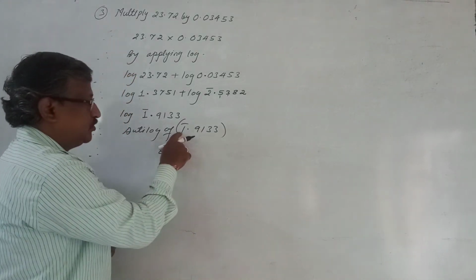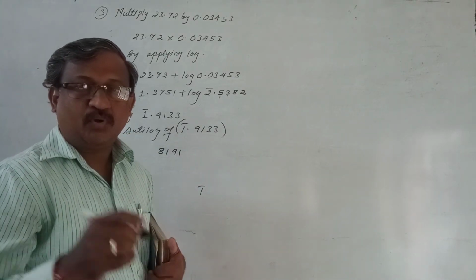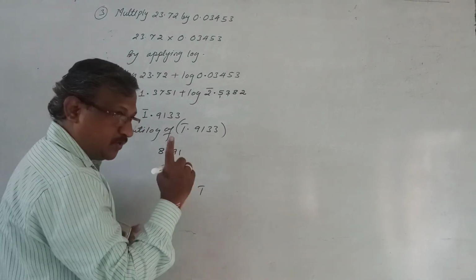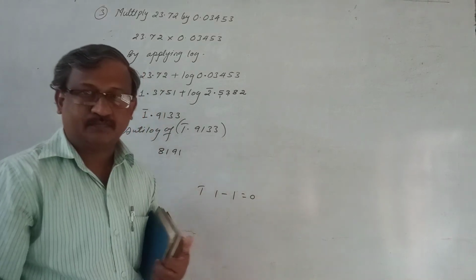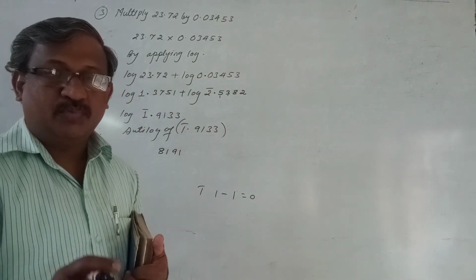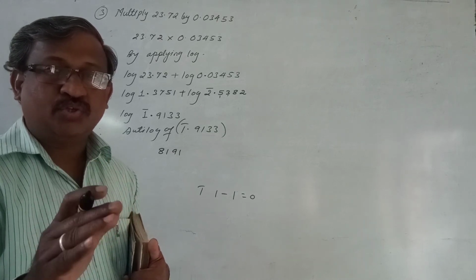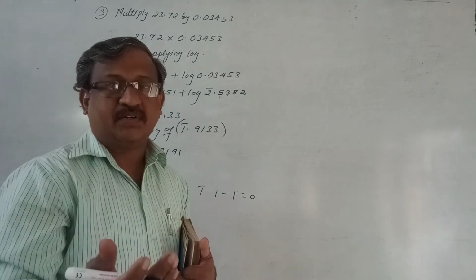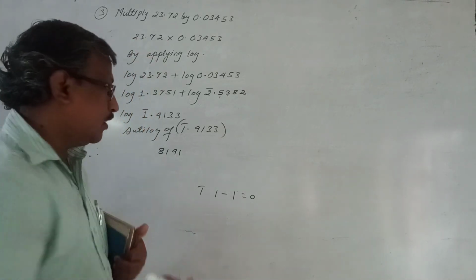So here my characteristic is negative. So bar 1 indicates what? 1 0. Because to indicate the number of zeros we use this symbol. So bar 1 means 1 0. From 1 0, if you minus 1, no zeros remain. What is the meaning of that? That number has no zeros after the decimal point.